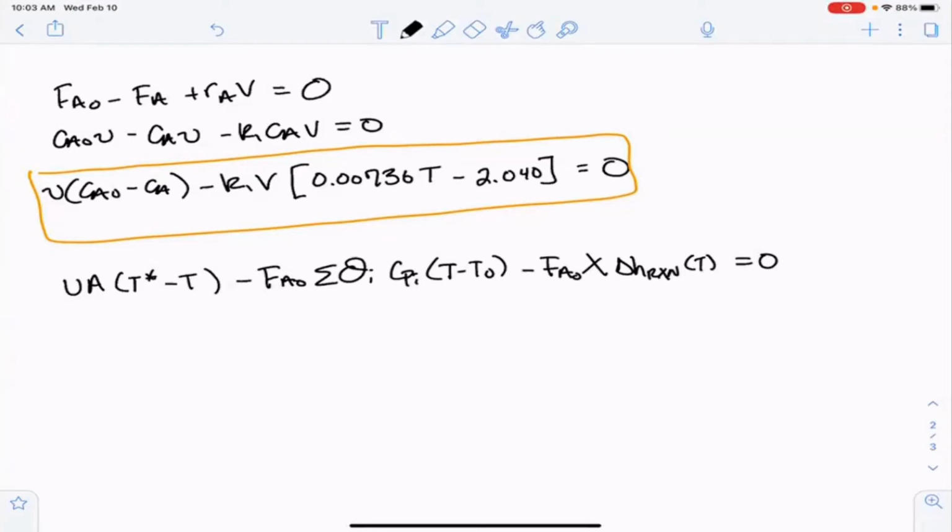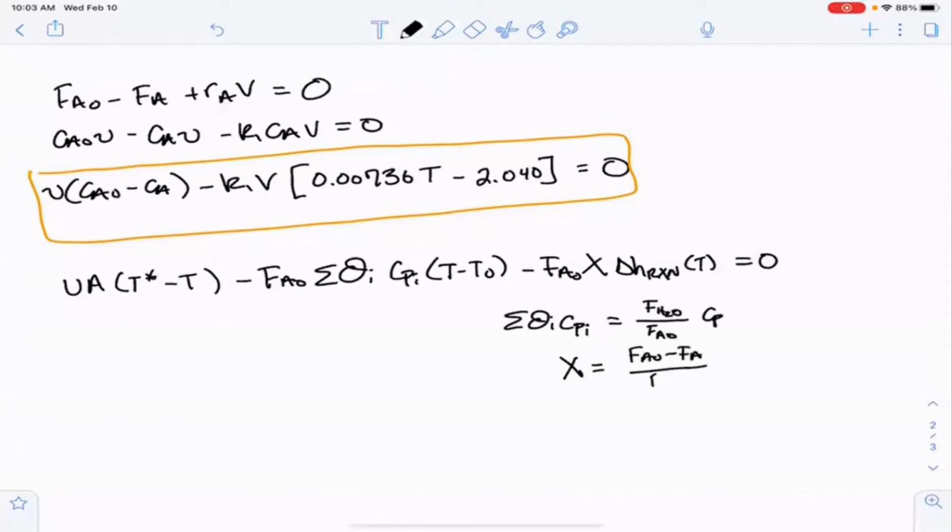So remember in lecture last time, we made a couple of simplifications here. The first one was that the sum of theta_i Cp_i, we significantly shortened, right? That essentially was just equal to the molar flow rate over the molar flow rate of A, times the heat capacity. And we know that the conversion is defined as (FA0 minus FA) over FA0. And we can make those substitutions.